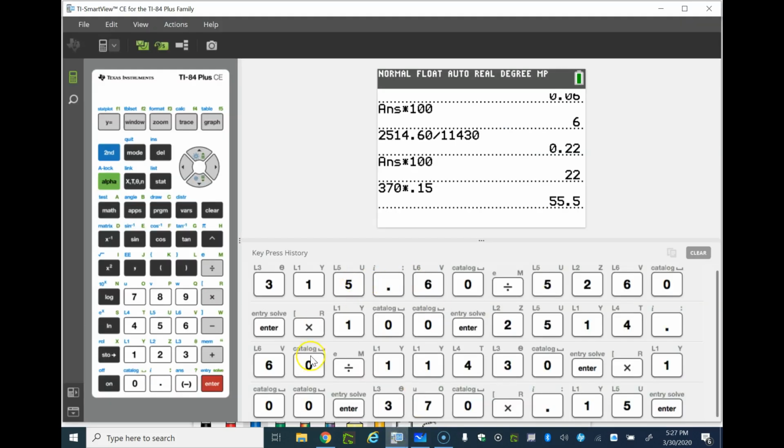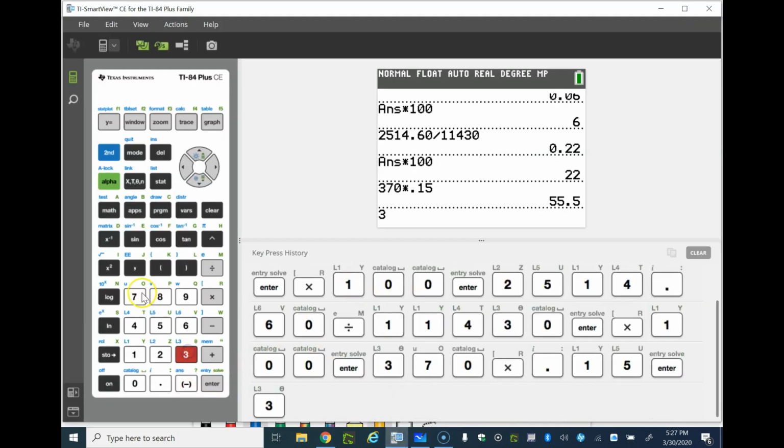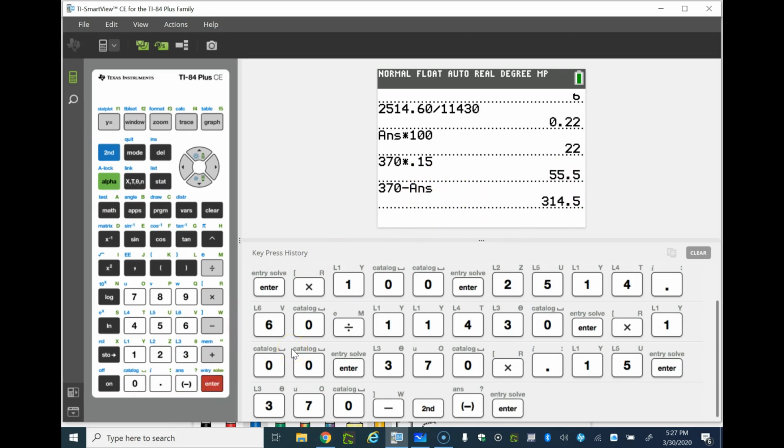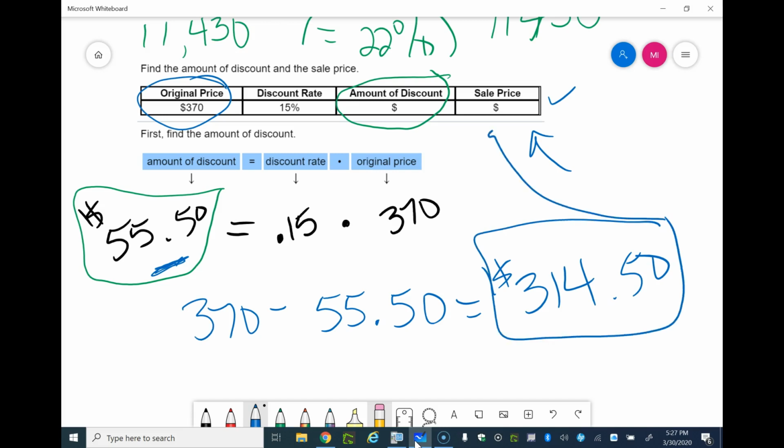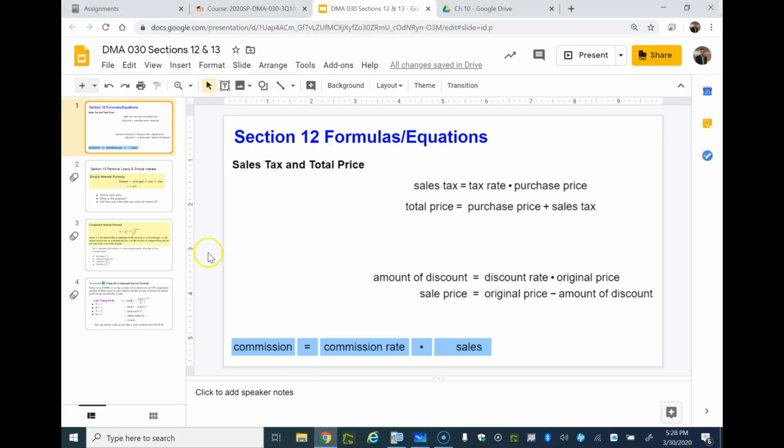Let's go to our calculator. 370 minus, I can hit second and answer, because this takes the previous answer I have here and puts it right here. And we get $314.50. So $314.50 for this one. And that gives us the sale price. So that concludes the examples from section 12. Let's move towards section 13 now.